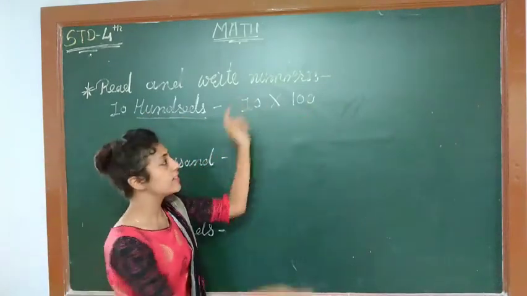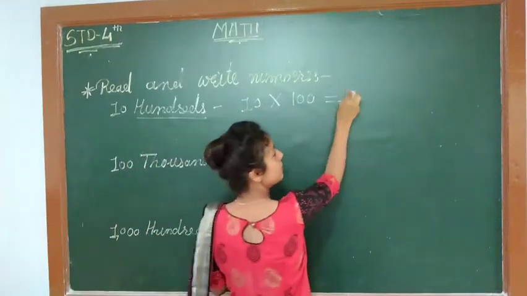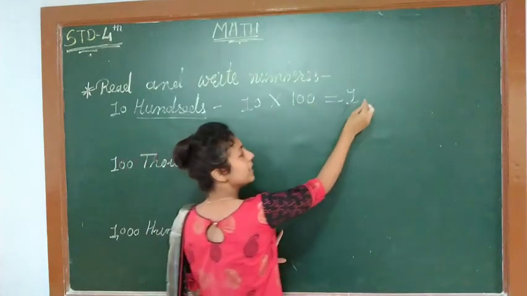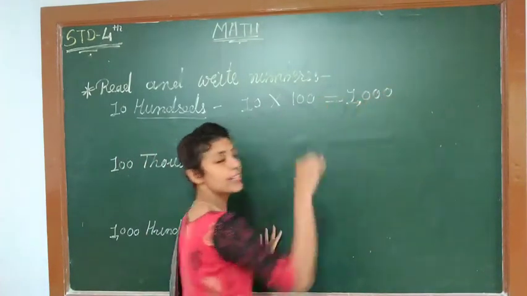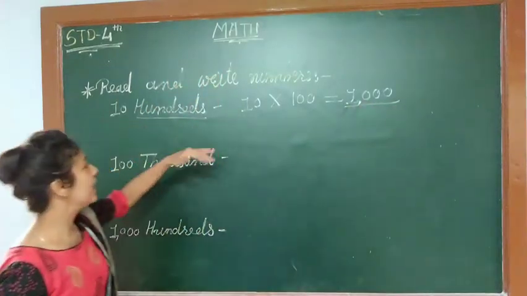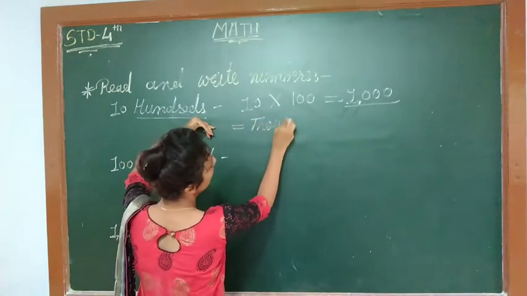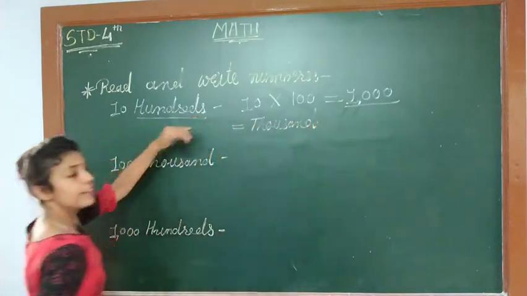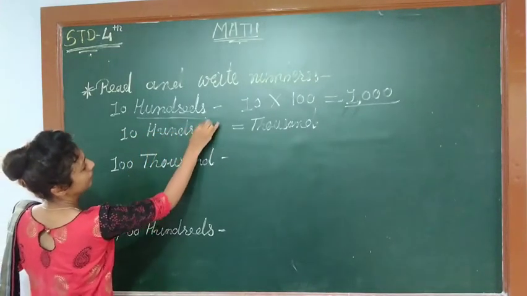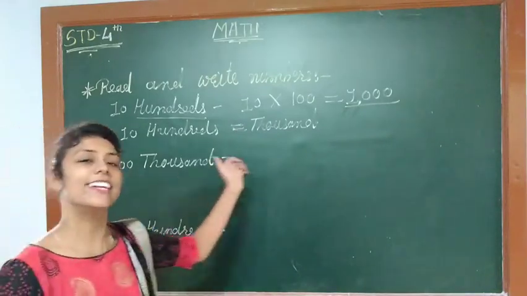So 10 hundreds. Now we will multiply 10 multiplied by hundreds. First 1 ones are 1 and then we'll add the zeros. 1, 2 and 3. So 10 hundreds means 1000. So we can write 10 hundreds is equal to 1000.